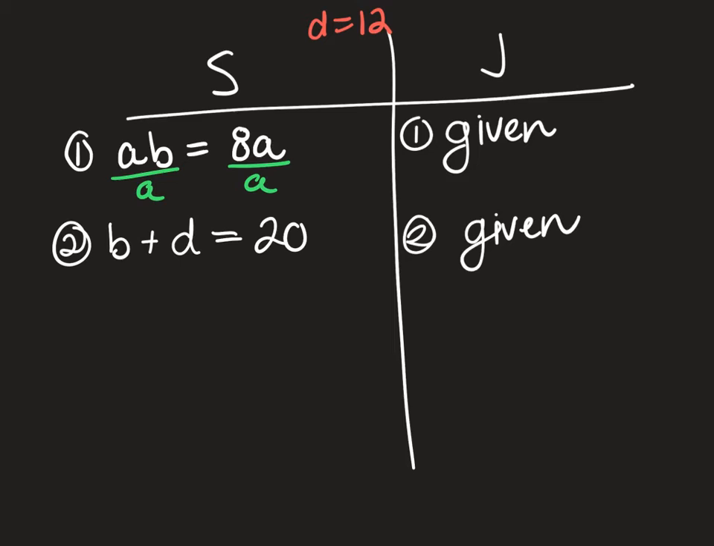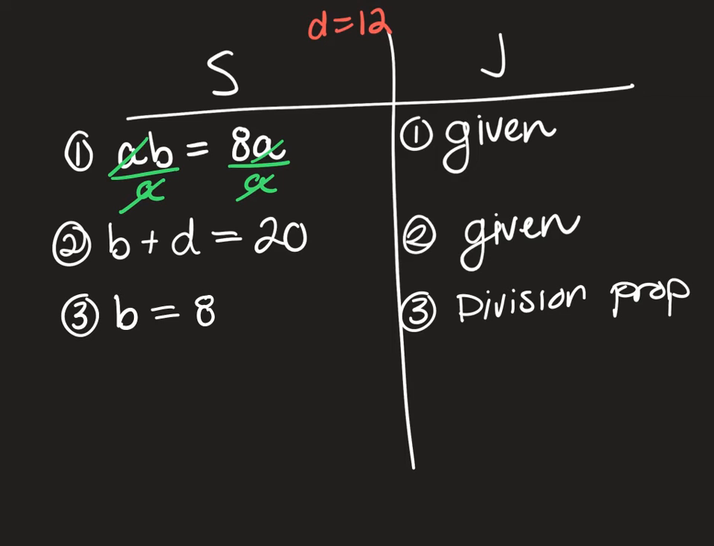So then the A's cancel out. So that means in step 3, we're left with B equals 8. And that is the division property.